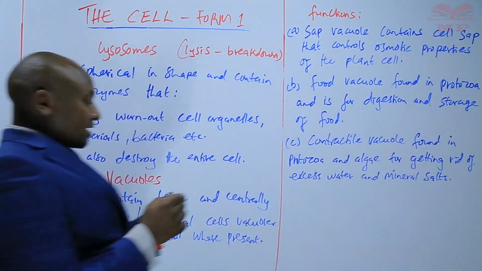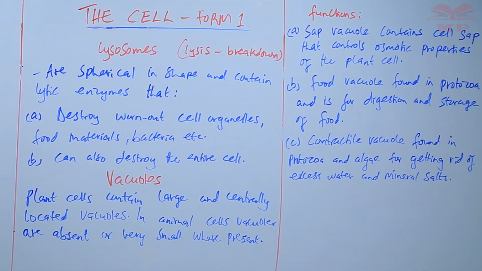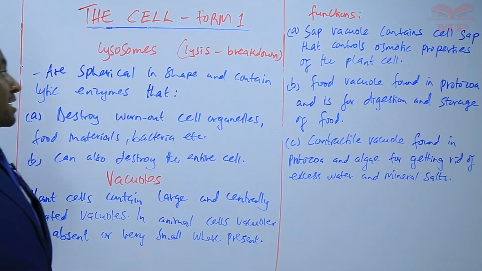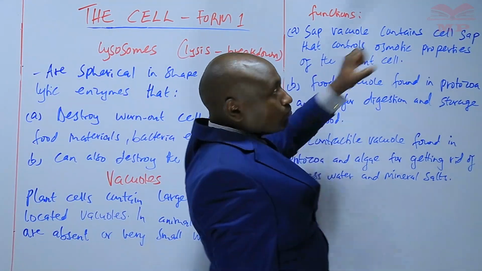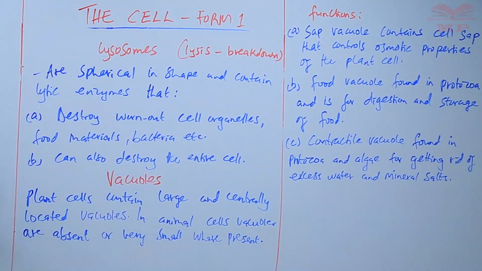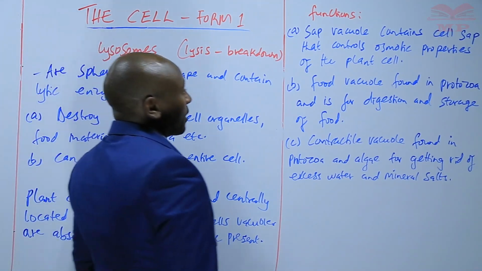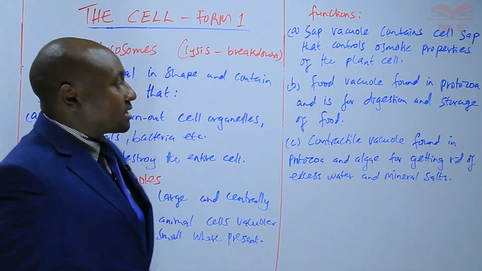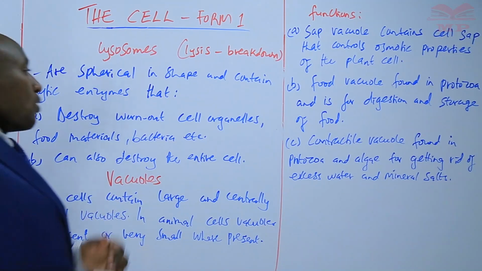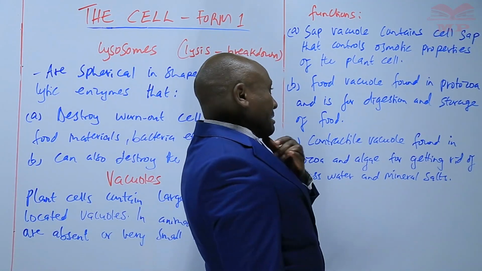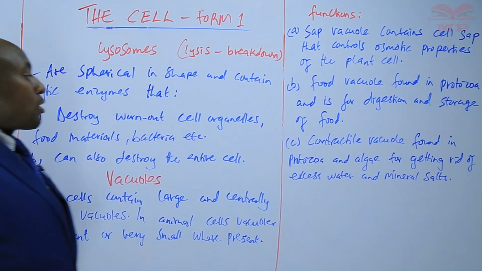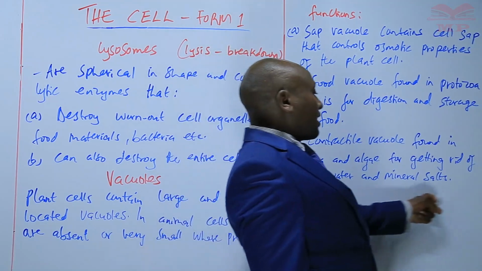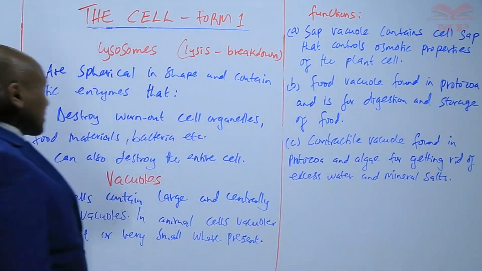So basically those are the three types of vacuoles that we have. For plant cells, the vacuoles are large and centrally located, so plant cells mainly have the sap vacuole. The food vacuole and the contractile vacuole are mainly found in protozoa. Food vacuole for digestion and storage of food, contractile vacuole for getting rid of excess water and excess mineral salts.